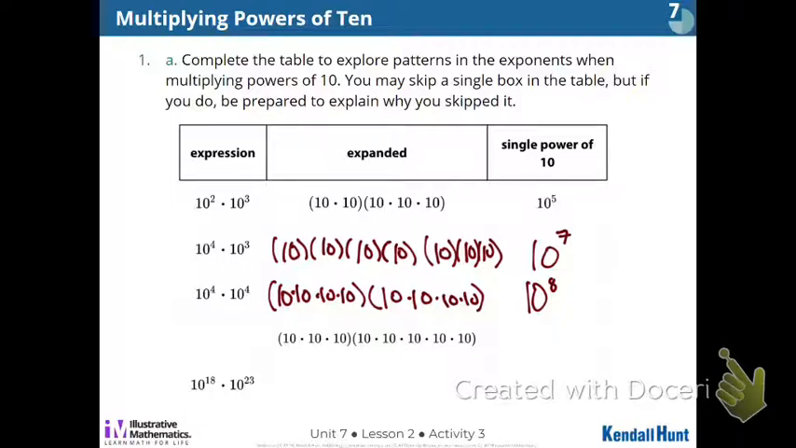What do I have going on next? 3 factors, that'd be 10 cubed. And I've got 5 factors, that'd be 10 to the 5th. The same answer twice? Who can give me another way to get 10 to the 8th?